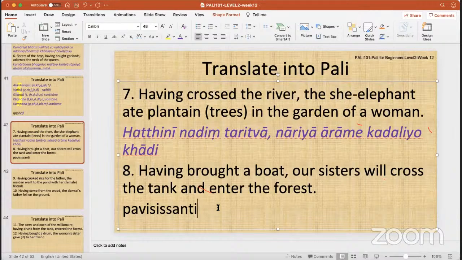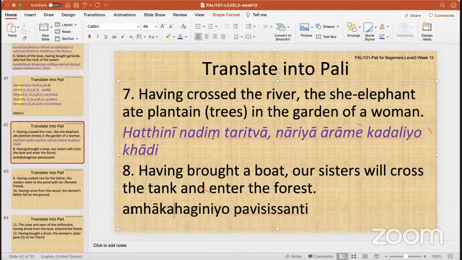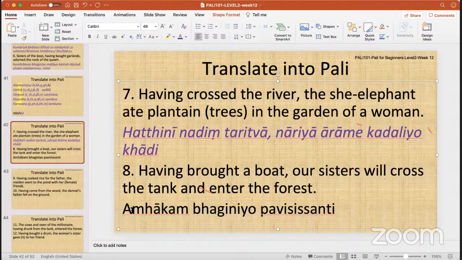Okay, and then our sisters will be the subject, Pathama. So sisters, Bhaginyo, right? Our, Amhakam. Amhakam Bhaginyo. Having brought a boat. Amhakam Nava Anetva. Anitva? Yes, having brought. Okay.